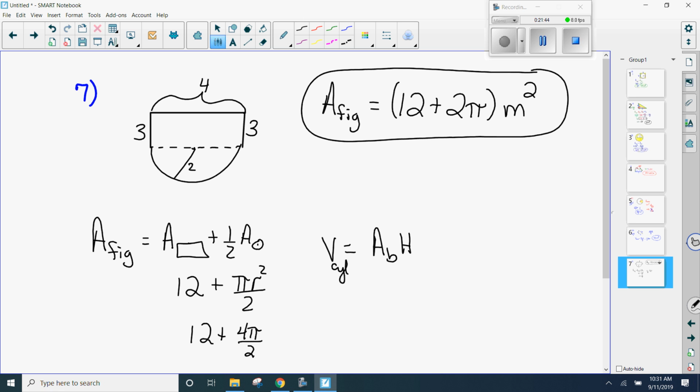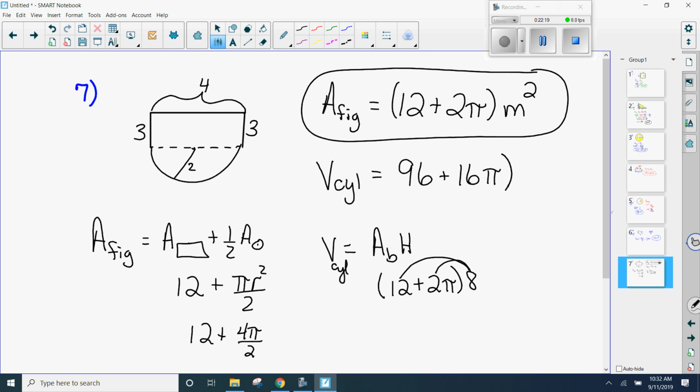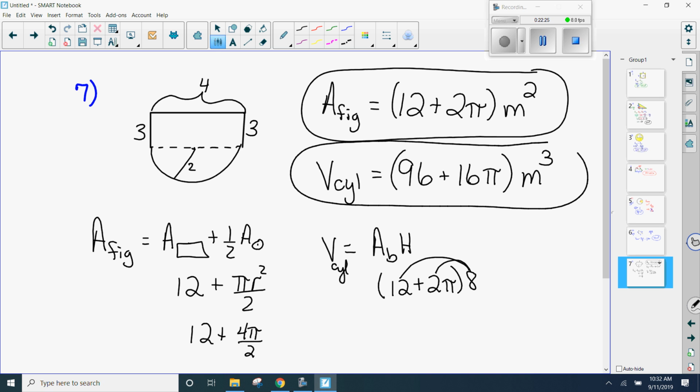Do I know what the area of the base is? Yes. We found it. So the area of the base is 12 plus 2 pi. What is the height of it? 8. It is 8. So now you use the distributive property. What's 12 times 8? 96. So the volume of your cylinder is 96, and 8 times 2 pi? 16 pi. Volume, your units should be cubed. There's the second answer to that problem.